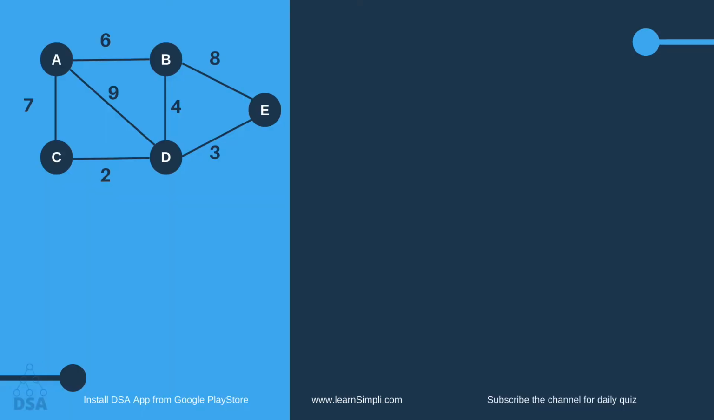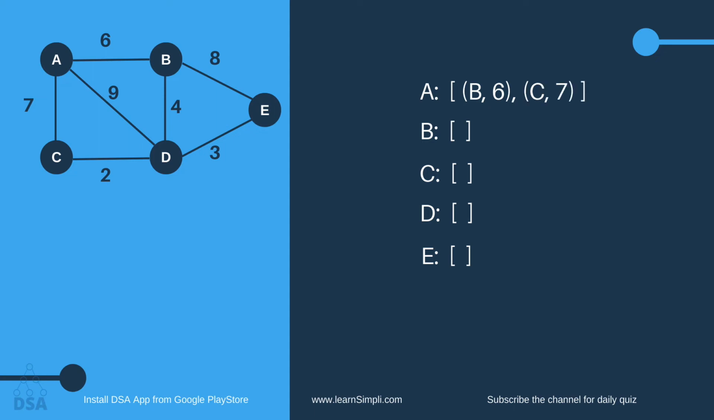Next, we will see how to represent a weighted graph using an adjacency list. So here we have a weighted graph, and we can write down the adjacent nodes with the cost like this. A is adjacent to B and the cost is 6. Adjacent to C and its cost is 7. And A is adjacent to D with cost 9. B is adjacent to A, cost is 6. Adjacent to D, cost is 4. Adjacent to E, cost is 8.